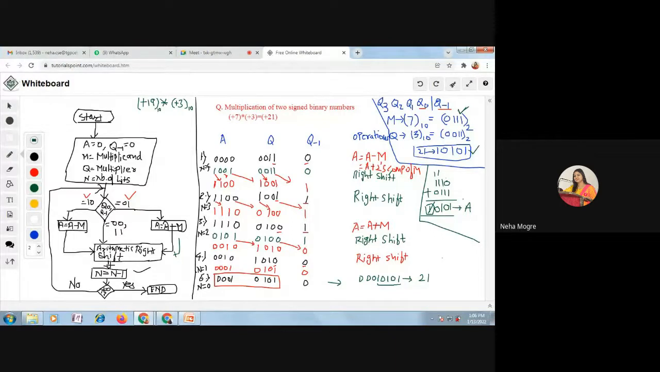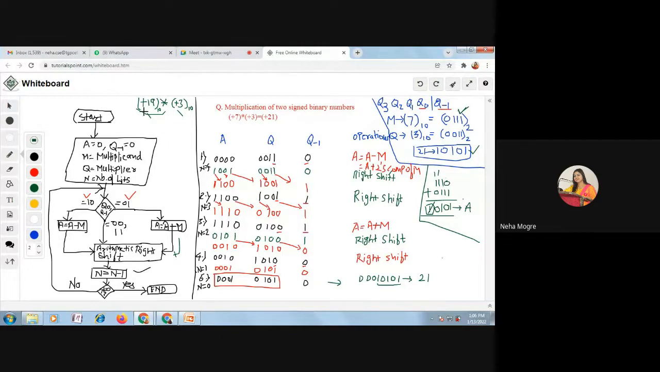Now this n is nothing but the number of bits that you have been taking. Here, 19 cannot be represented in 4 bits. At least 5 bits should be there, right? So when you're taking 5 bits, take this also as 5 bits. Is that okay? Understanding what I'm saying?